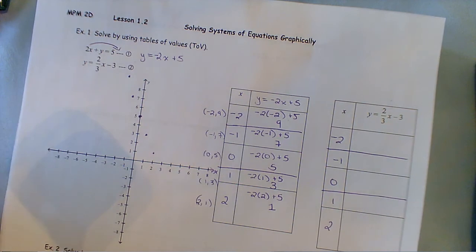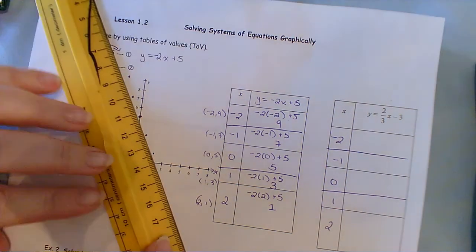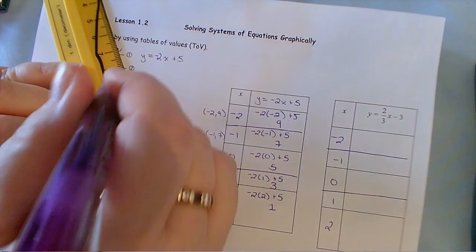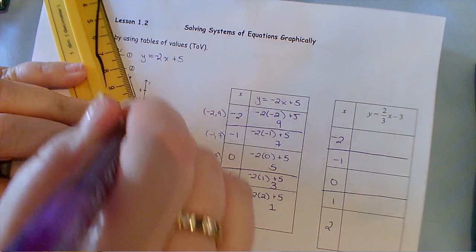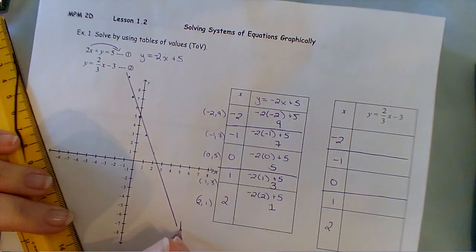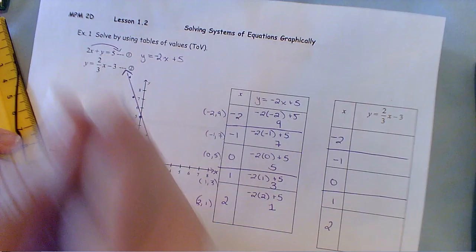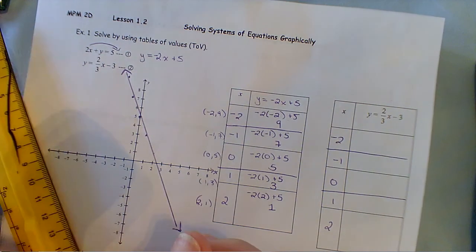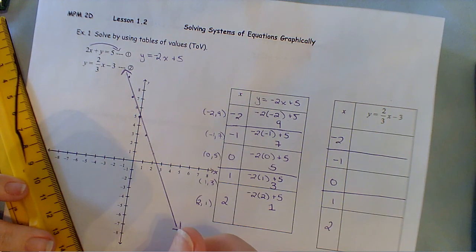So again, with a straight edge, making sure you're super accurate. Make your line nice and long. Arrows on both ends because the line keeps going and going and going forever, right? Just because I stop drawing it doesn't mean that it stops. And we're going to label it.